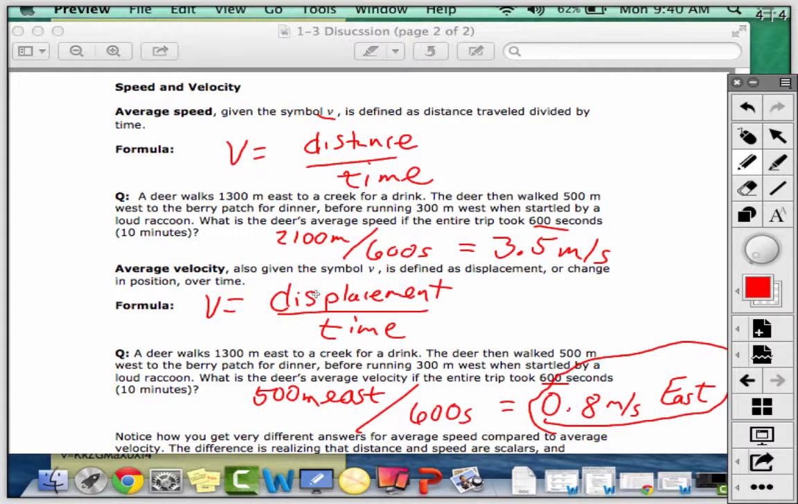And again, notice the difference here between speed and velocity. He has a much higher speed, 3.5 meters per second, but his velocity is actually only 0.8 meters per second because it's only based upon his displacement from his starting point. So don't let those things mess you up.